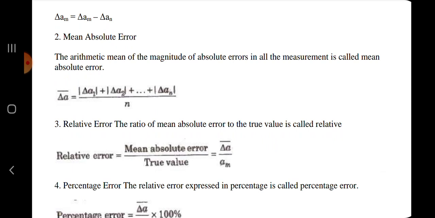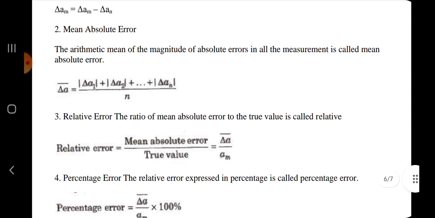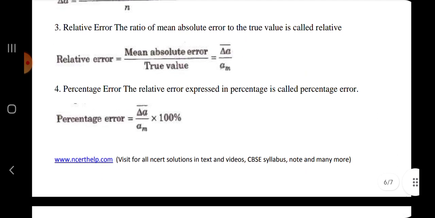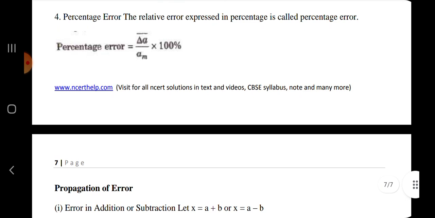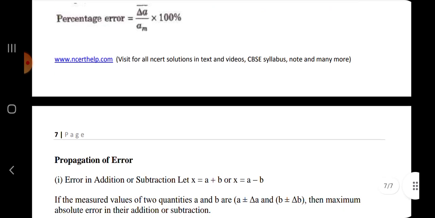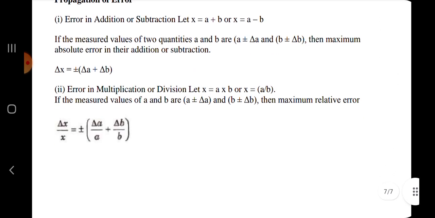The arithmetic mean of the magnitude of absolute errors in all the measurements is called mean absolute error. Then relative error. The ratio of mean absolute error to the true value is called relative error. Then percentage error. The relative error expressed in percentage is called percentage error.